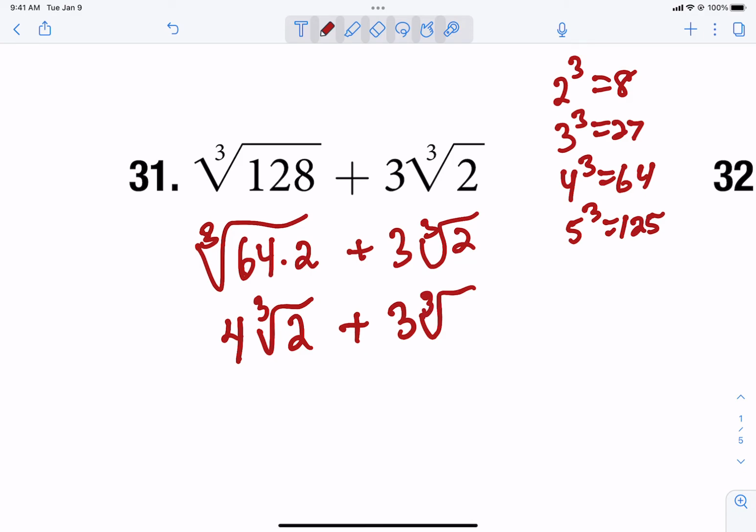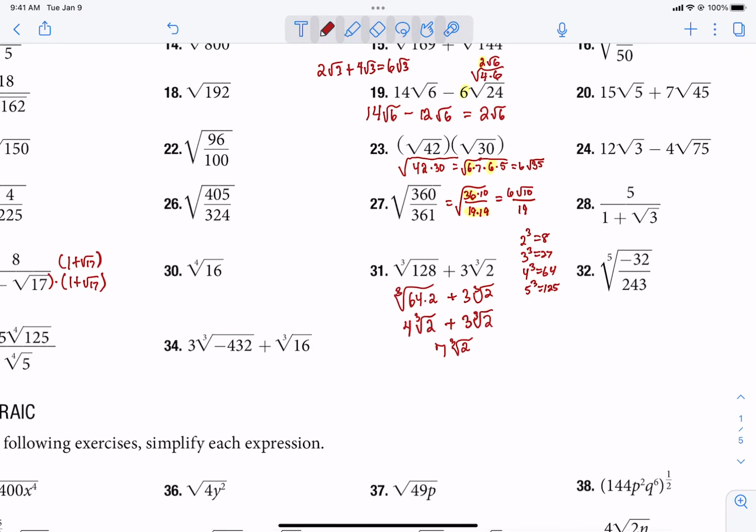So I have the cube root, 4 cube root of 2's plus 3 cube root of 2's is 7 cube root of 2's. So you have to get the radicals to match, whether they're square roots or cube roots, before you're allowed to add them. And then you add them by adding the front coefficients or subtracting.